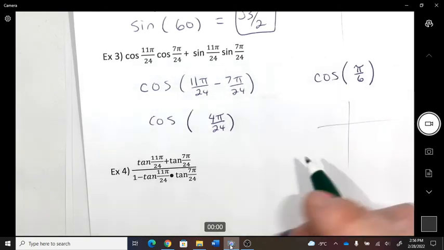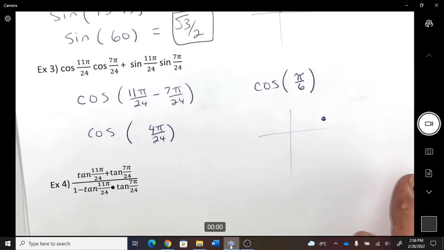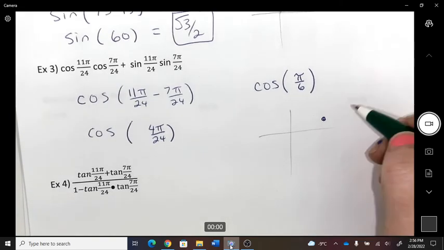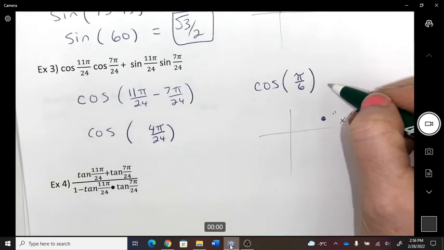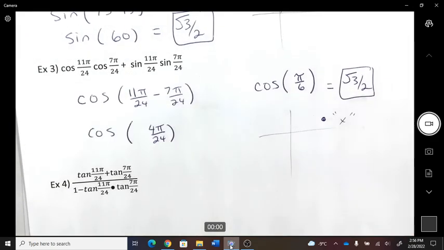I didn't get too crazy here. I currently have the same answers. Pi over 6 is there. You're looking for a cos, so you're looking for the x value, which is? Okay, your answers aren't always going to be that.